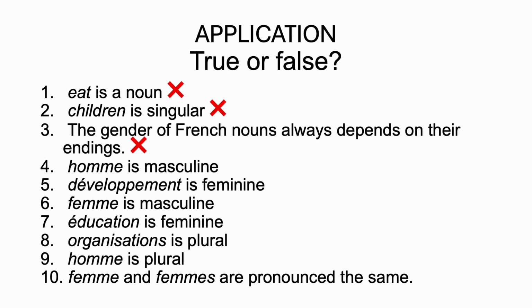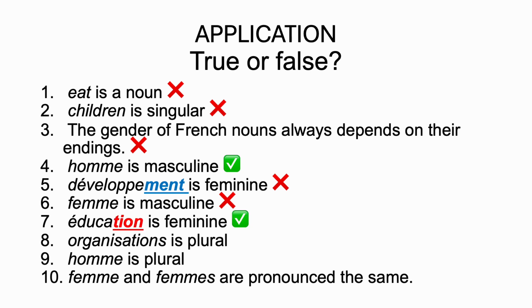Homme is masculine. This is true. Homme means a man, so it is logical here. Développement is feminine. This is false. The ending ment indicates that the noun is masculine. Femme is masculine. This is false. Femme, a woman, is feminine. Éducation is feminine. This is true. The ending tion indicates that the noun is feminine.